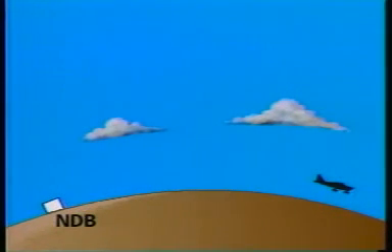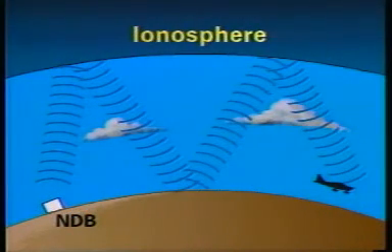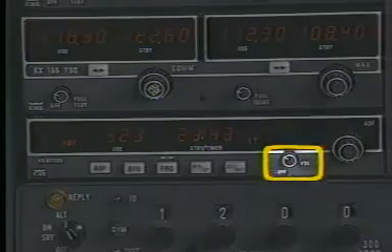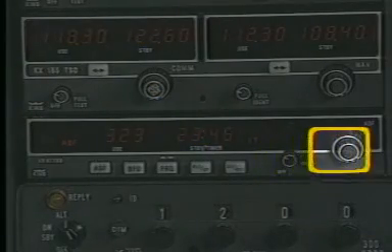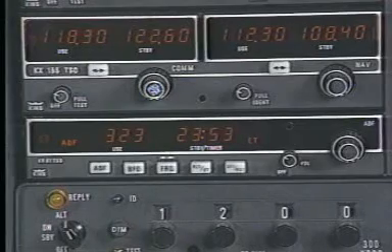NDB signals are transmitted in the low to medium frequency range and travel as ground waves and sky waves. Ground waves are capable of following the curvature of the Earth, while sky waves bounce off the ionosphere and can be received over great distances and at low altitudes. These signals are picked up by the ADF antenna on your airplane and relayed to the ADF receiver. This receiver has an on-off volume control knob, a station frequency selector, and several mode selectors. These selectors allow you to perform a number of functions.